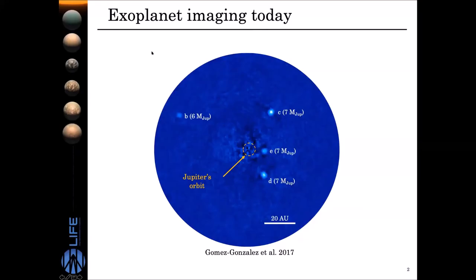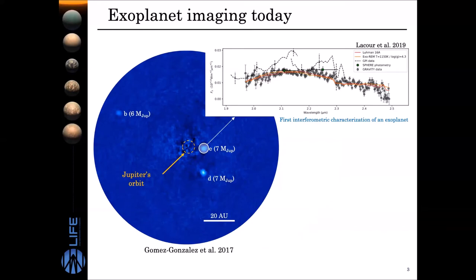So where do we stand today in exoplanet imaging? This is a typical picture that we can take with a state-of-the-art 8-meter class telescope. You can see four giant exoplanets on this picture. The star is masked at the center by a coronagraph. And so typically we are sensitive to planets which are 5 to 10 AU from the central star. We can characterize these exoplanets by taking spectra. So this is an example here. You can see a K-band spectrum of HR 8799 e. That's the inner planet around that star.